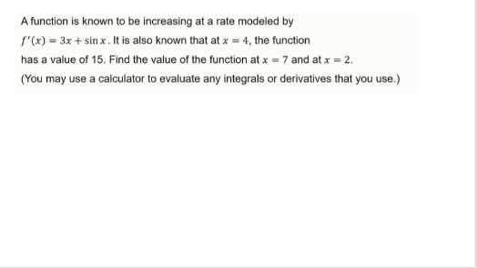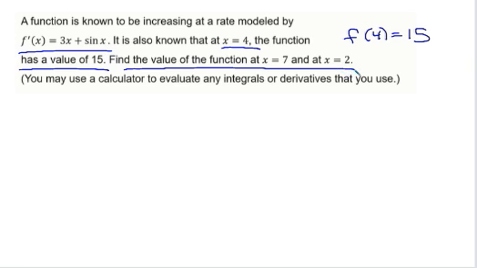A function is known to be increasing at a rate modeled by f prime of x equals 3x plus the sine of x. It is also known that at x equals 4, the function has a value of 15. That means that f of 4 equals 15. We're going to need that in a minute. Find the value of the function at x equals 7 and x equals 2.